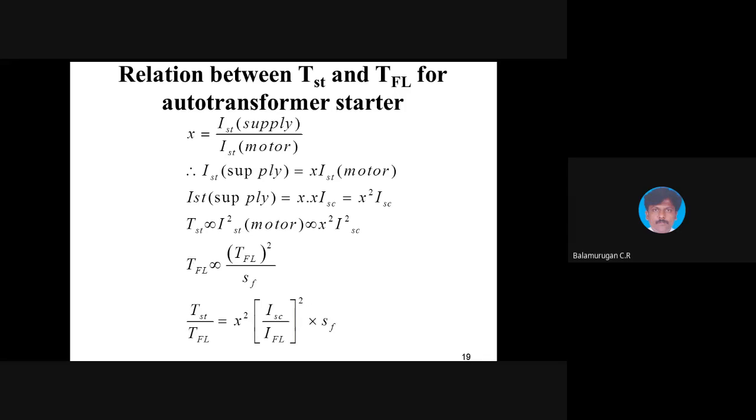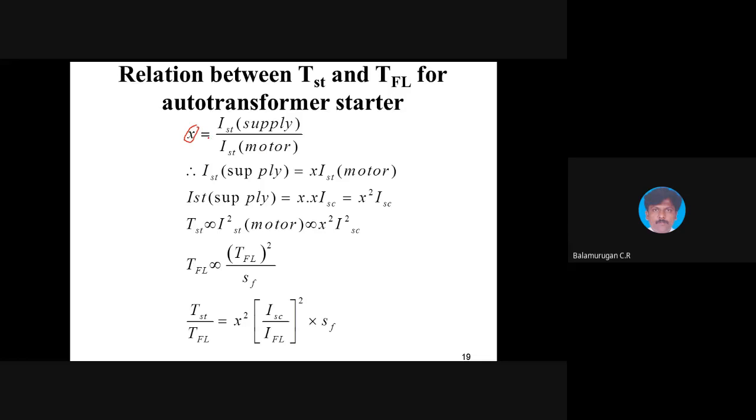You know what x is? x is the number of turns you are going to include. In the earlier case, it was the resistance value you include; here it is in terms of reactance. So you can represent this x value like this also. x is equal to the starting current, that is, the supply to the motor current. How much current is there at the input supply, and how much supply do you give to the motor? We limit it and then supply. That is the x value ratio.